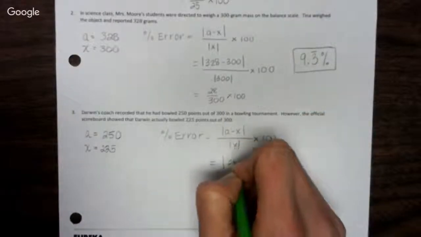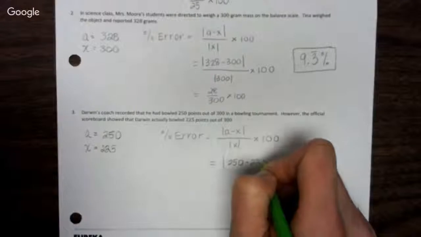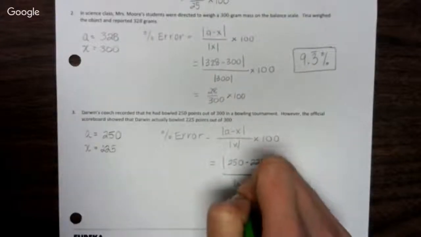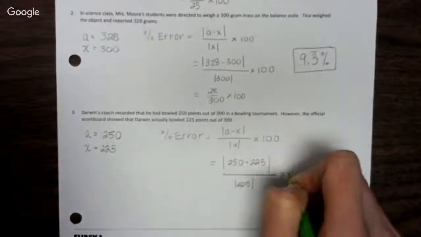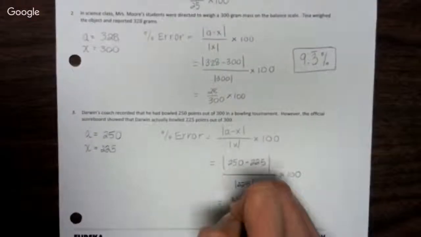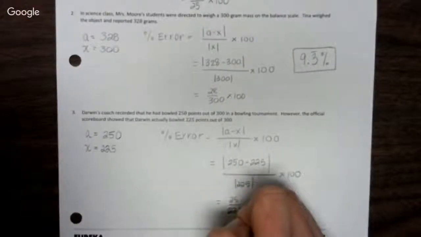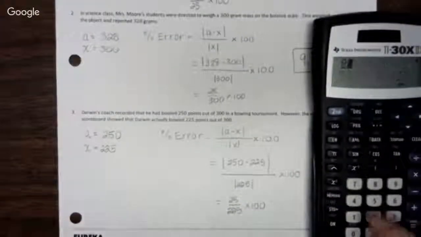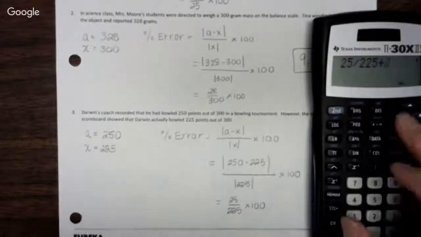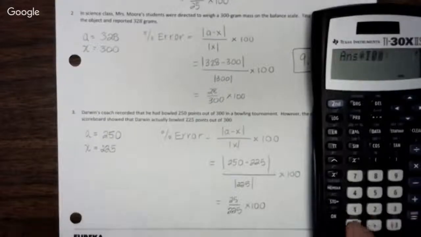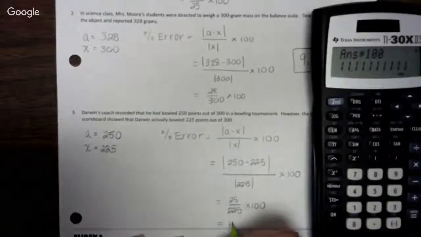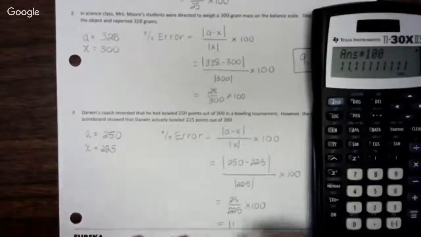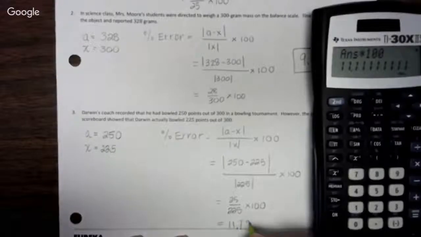So 250 minus 225 over 225. So that would be 25 over 225 times 100. So 25 divided by 225, multiply that by 100, and you get an 11.1 repeating percent error.